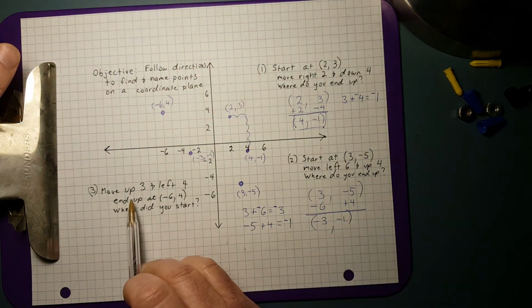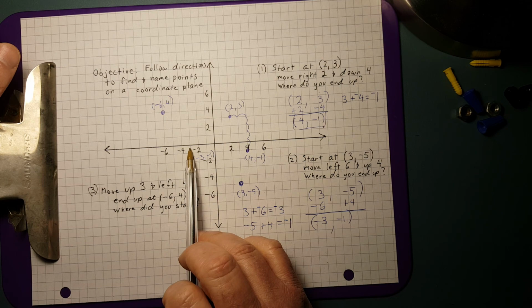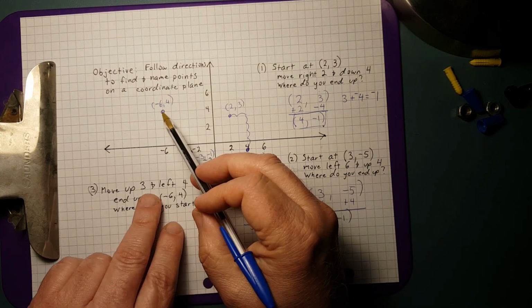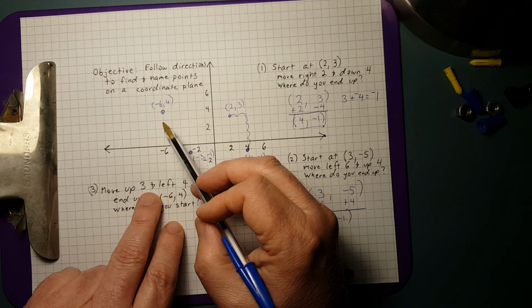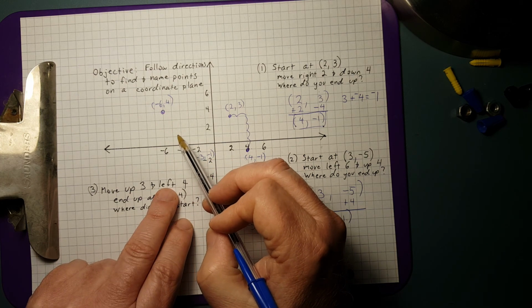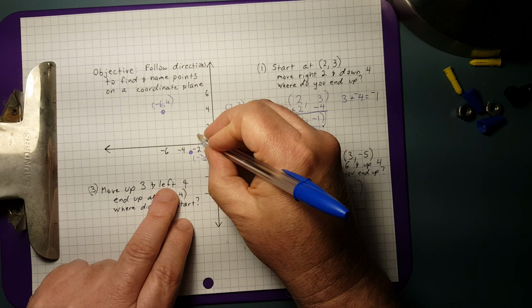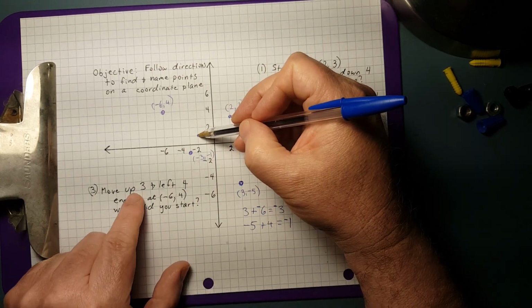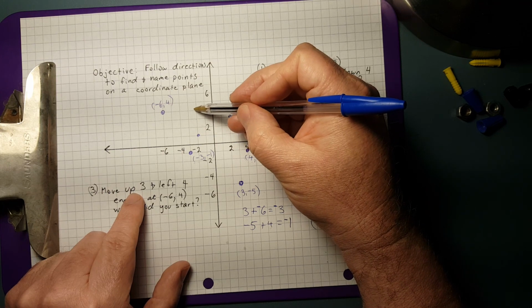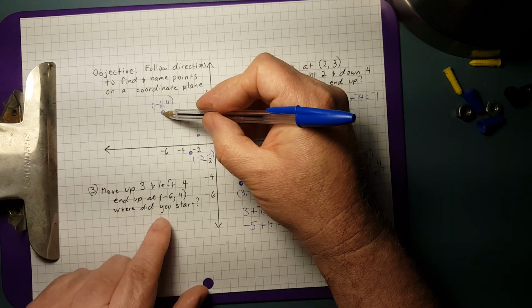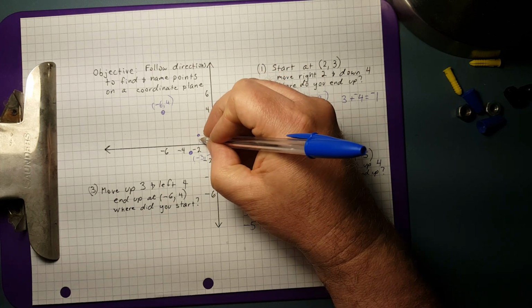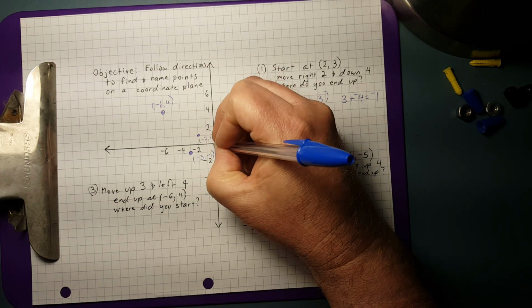Now, how did we get there? We started someplace, then moved up 3 and left 4. So we can just do the exact opposite: go down 3 and right 4. That should be where we started. Let's verify we did it right. If we start here and move up 3 and left 4, we do end up at (negative 6, 4). So where did we start? This point is (negative 2, 1).